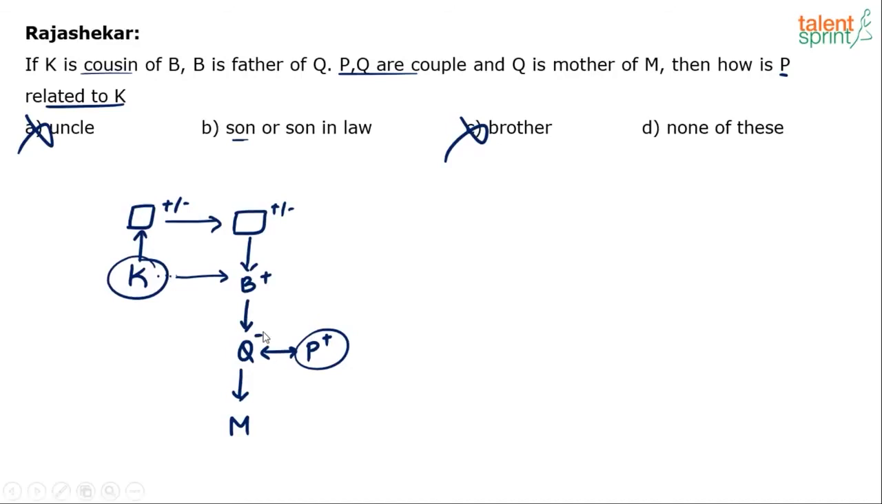P's relationship with K cannot be established. Cannot be established as in, the relationship is not very direct, right? It's indirect. It's like P is the son-in-law of K's cousin. So son is definitely wrong. Son-in-law is like an approximate relationship. So I think none of these sounds more appropriate here. Option D. None of these. Yeah. You cannot conclude that P is the son-in-law of K. P is like the son-in-law of K, but P is not the son-in-law of K.